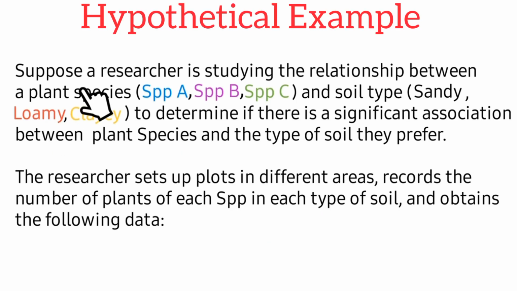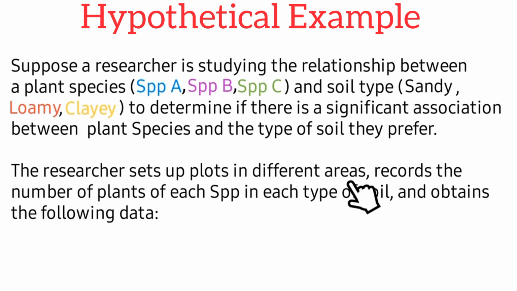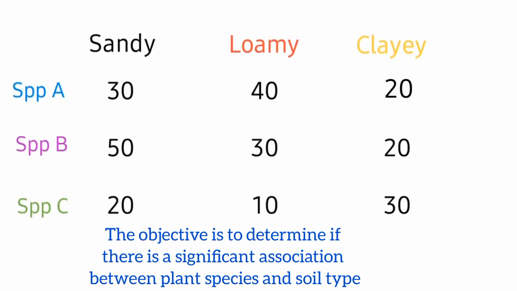Let's take a look at a hypothetical example of test for independence. Suppose a researcher is studying the relationship between plant species, which comprises species A, species B, and C, and soil type, which comprises sandy, loamy, and clay soil, to determine if there is a significant association between plant species and the type of soil they prefer. The researcher sets up plants in different areas, records the number of plants of each species in each type of soil, and obtains the following data. These are the data the researcher obtained. And remember, the objective is to determine if there is a significant association between plant species and soil type.